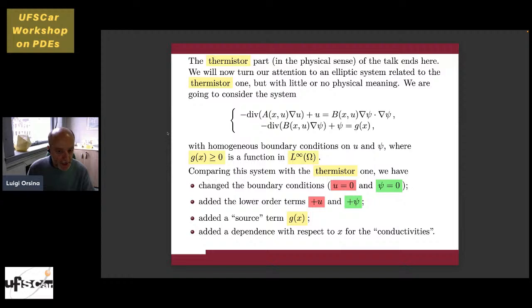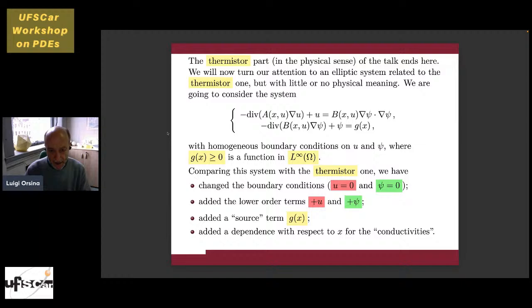So somehow we are taking into account, for example, non-homogeneous media, because A and B may depend on the variable X, on the place on omega where you are putting everything. Here, A and B are no longer functions, but are matrix valued functions. And I will tell you in the next slide the assumption on them.